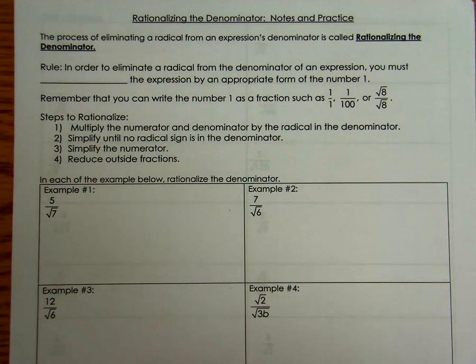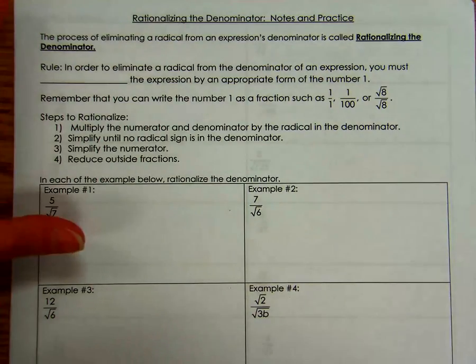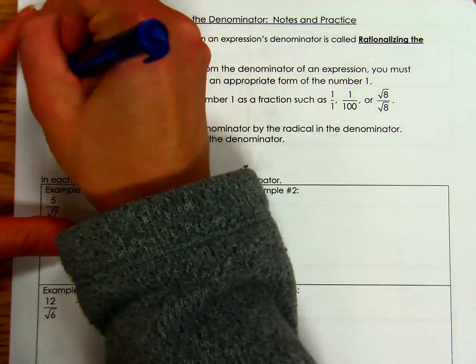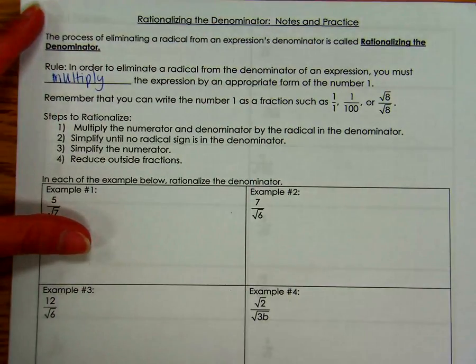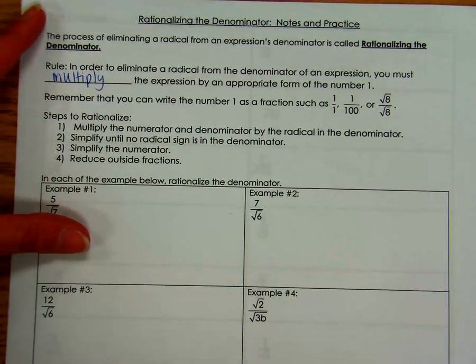The process of eliminating a radical from an expression's denominator is called rationalizing the denominator. What that means is that you're not allowed to have a radical in the denominator of a simplified answer, just like you can't have a decimal in a fraction. So we're going to learn how to eliminate that, and in order to eliminate the radical from the denominator of an expression, you must multiply the expression by an appropriate form of the number 1.